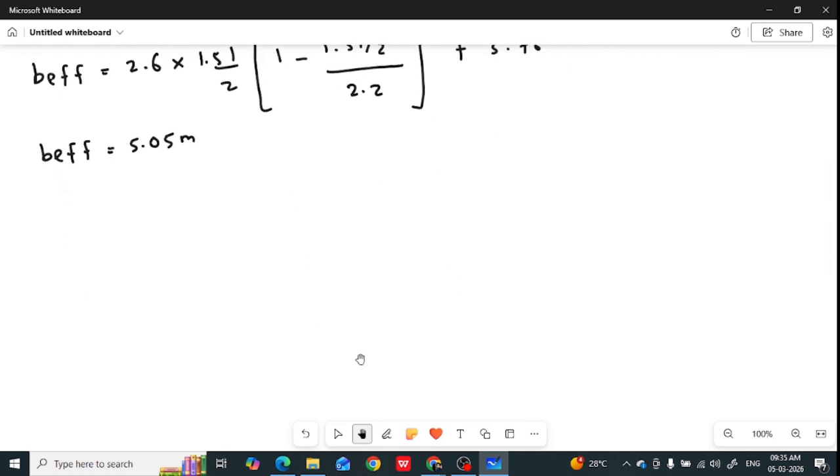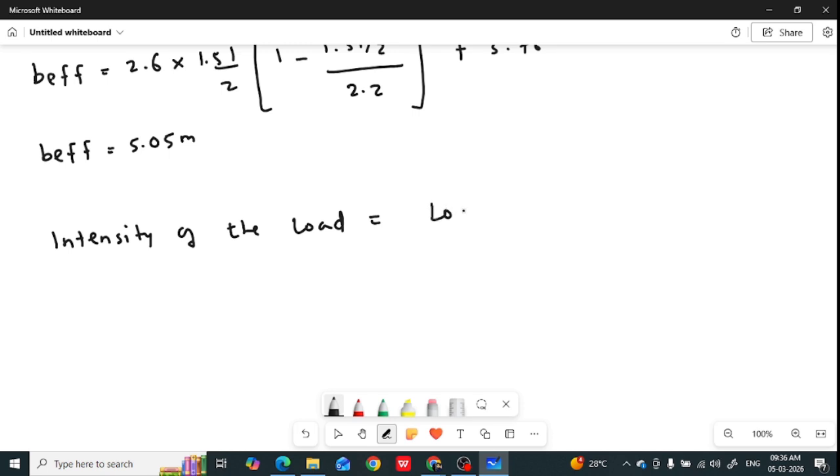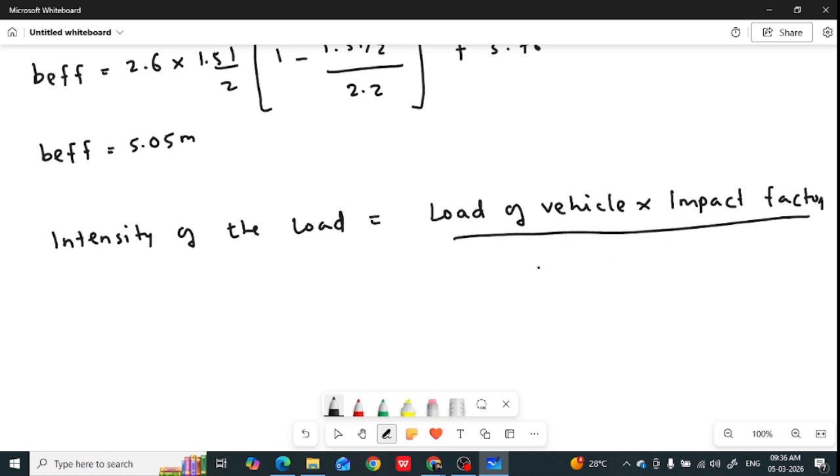Now you can find the intensity of the load. To find the shear force, you need to get the intensity of the load. Intensity of the load equals the load of the vehicle into the impact factor. Whenever we are considering the live load, we also have to consider the impact factor. And what is the impact factor? You can see it in the previous recording. Divided by the effective area.